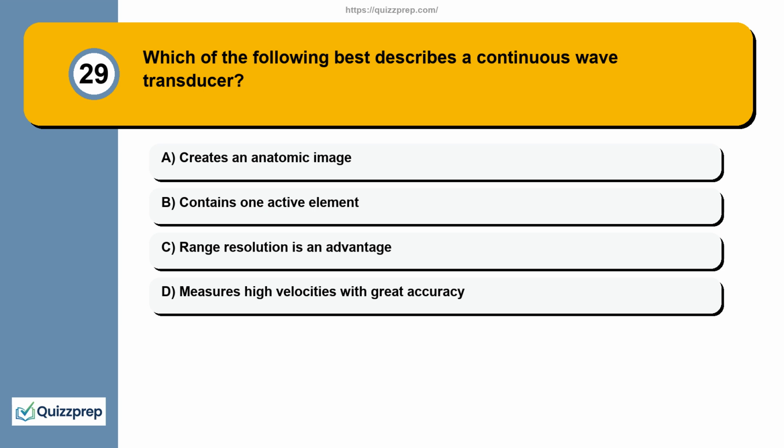Question 29. Which of the following best describes a continuous wave transducer? Creates an anatomic image. Contains one active element. Range resolution is an advantage. Measures high velocities with great accuracy.